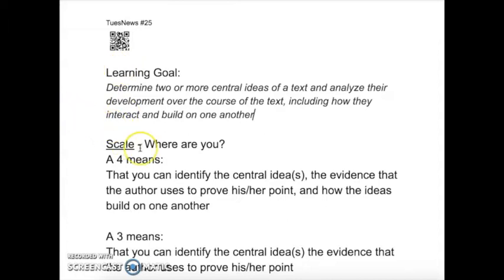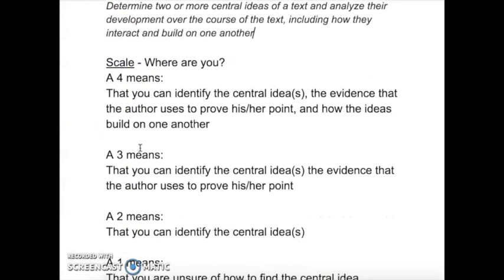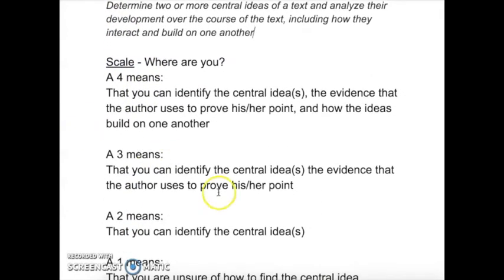A 3 means that you can identify the central idea or ideas, and you're able to point to the evidence that the author uses to prove his or her point. But you can't really point out how those ideas build on one another. That's one of those things I want you to do to be able to get to a 4. But if you're doing this, you are meeting my expectations. So a 3 is okay. A 3 is where we want everybody to be.